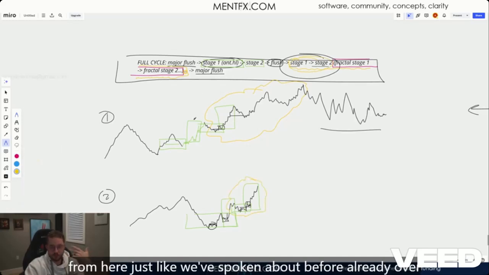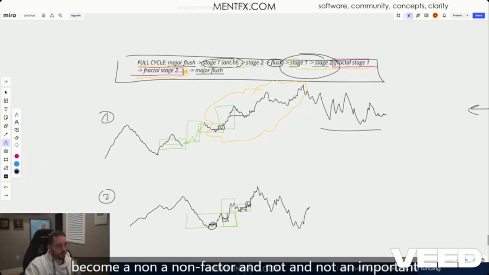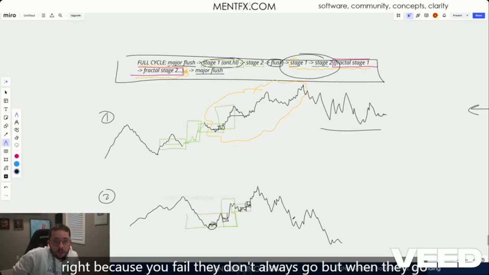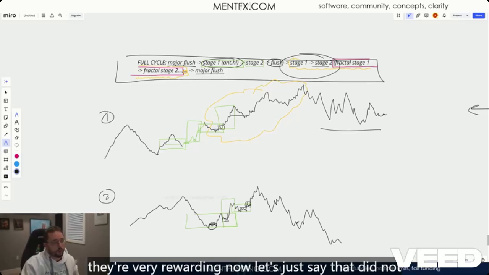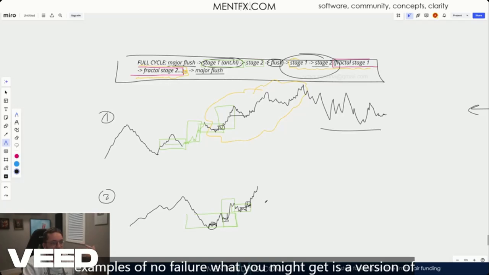And then from here, just like we've spoken about before already, over and over again, price could have just simply failed and become a non-factor and not an important market or asset to watch, because it just failed, right? Because trends do fail. They don't always go, but when they go, they're very rewarding. Now, let's just say that did not happen. So there's no failure, right? We're doing these as examples of no failure.